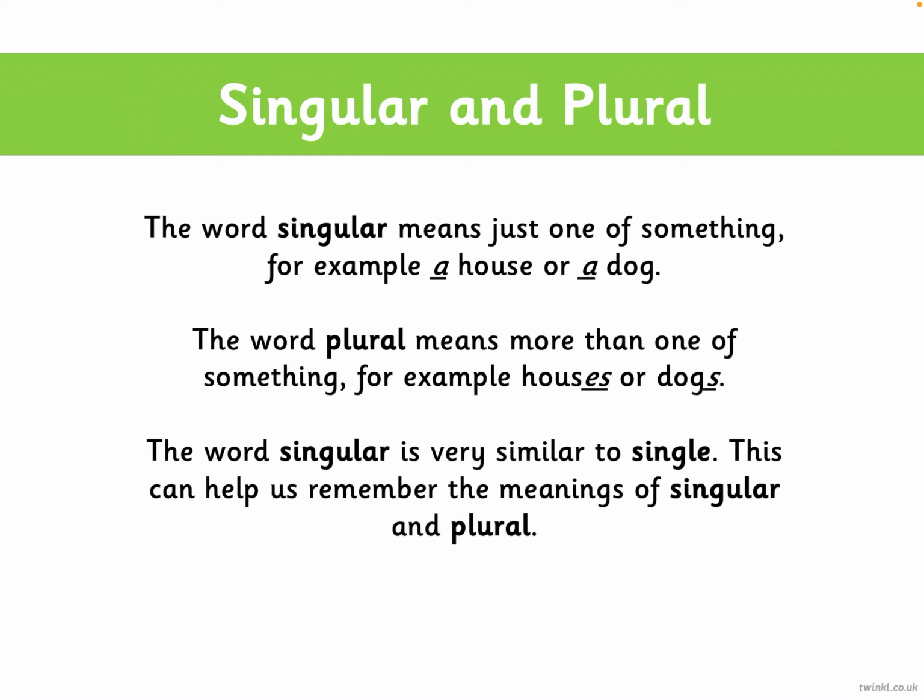For example, a house, if there's more than one house, it becomes houses. If there's more than one dog, it becomes dogs. If there's more than one book, it becomes books. The word singular is very similar to single. This can help us remember that the meaning of singular is one, and therefore plural is more than one.